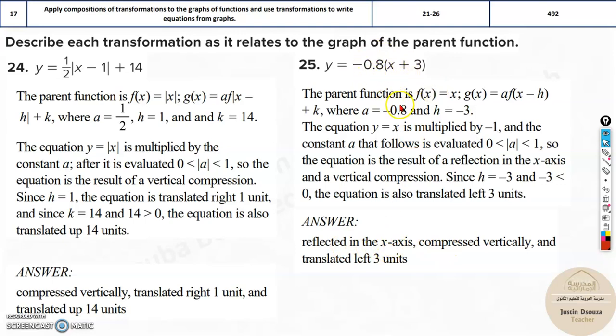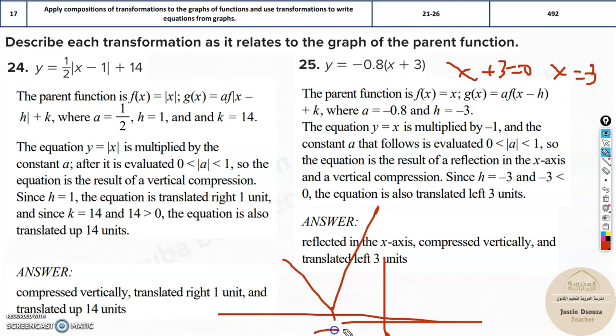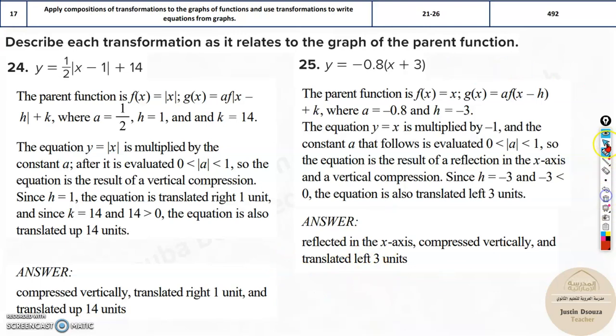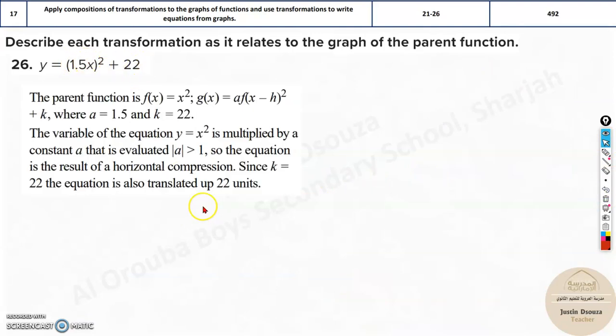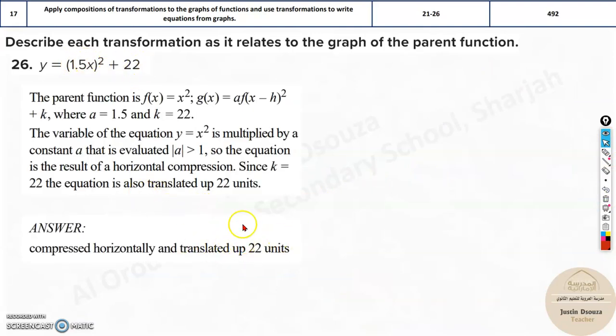Now this is 0.8, less than 1, compressed vertically. And here x plus 3 equals 0. That is x equals minus 3. That means translated left by 3 units. It will go like this, 3 units to the left. This is minus 3. Now here again, it will be translated up by 22 units.